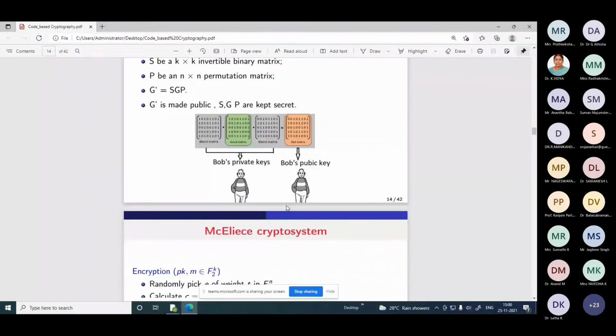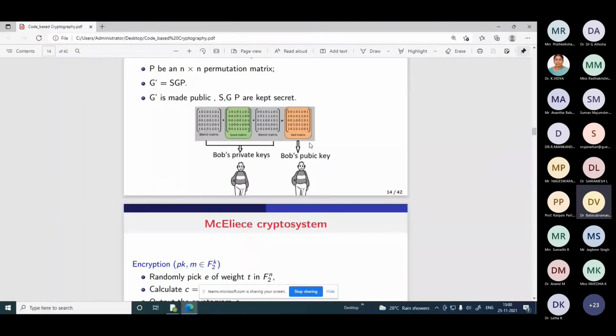So this public key will be looking like a random code. It is a matrix. It doesn't reveal any structure of the code because you have scrambled the data, right? The G matrix, and you have permuted. So G prime is nothing but the scrambling and the permutation done on the generator matrix. So this resultant will look like a random matrix. So anyone who has this orange color matrix, that is a random matrix, cannot distinguish this matrix as a matrix of a Goppa code, right?